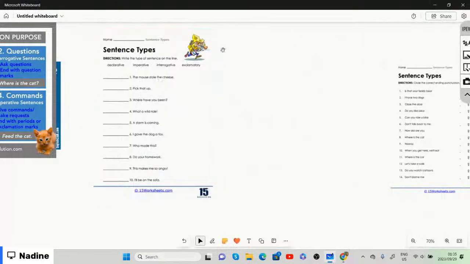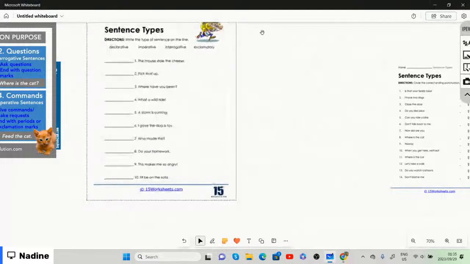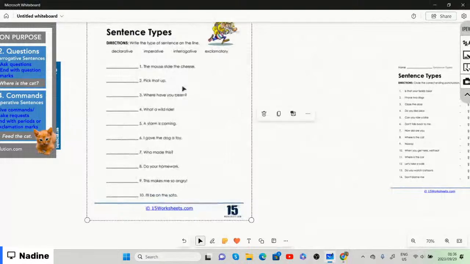The mouse stole the cheese. So it's basically just somebody blandly saying that the mouse stole the cheese. End point. So if we were to choose the correct one, then we will say it is basically just a statement that this person is making, right? The mouse stole the cheese. It's a statement. So we can say it's declarative. And we add the declarative.